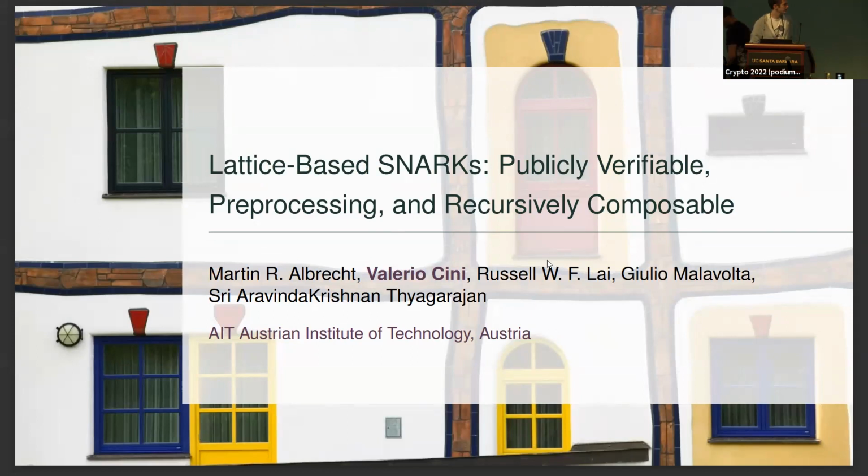Hi, thanks for the introduction. As said, I will talk about lattice-based SNARKs with a bunch of nice properties. It is joint work with Martin, Russell, Giulio, and Aravind.